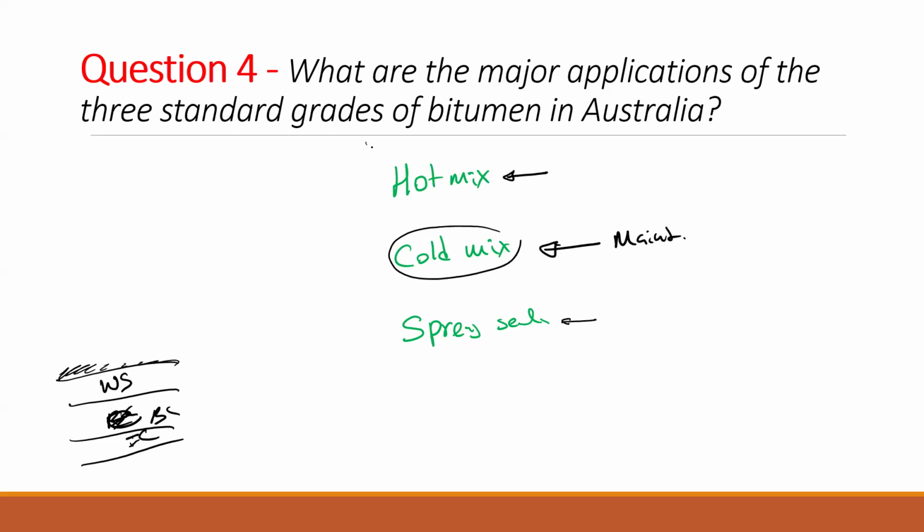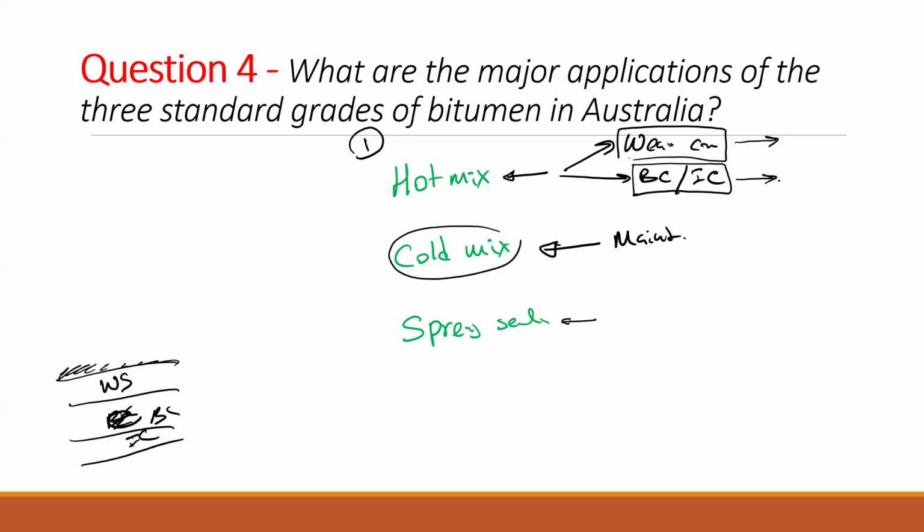So the first thing you need to know is which one you are finding the binder for, whether for a hot mix, a cold mix, or a spray sealant. Then, if it is a hot mix, you need to know whether you are looking at the wearing surface or the base course or intermediate course. Depending on whether you are looking for a binder for a wearing course, you have to use a different table. You can look at your lecture notes. If you are looking for a binder for a base course or intermediate course, then you have a different table to refer to. Does that make sense?